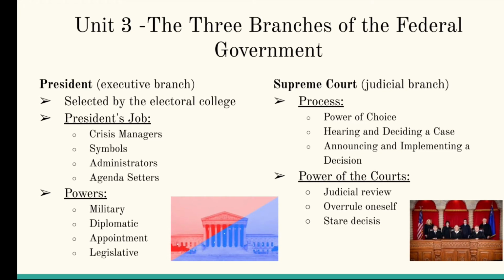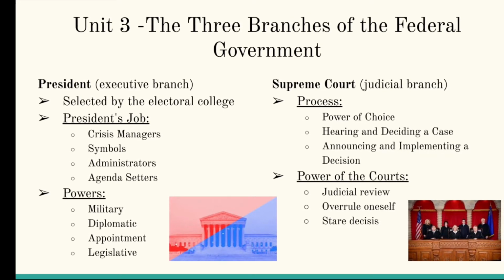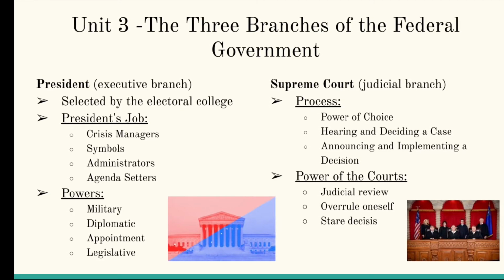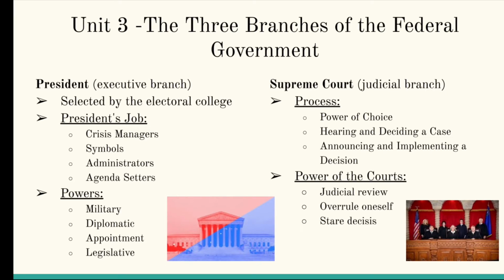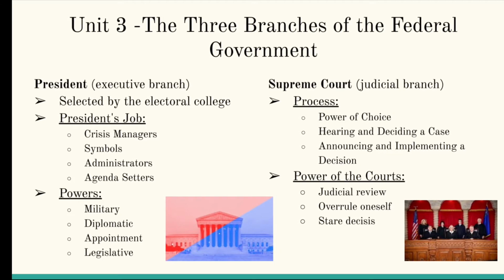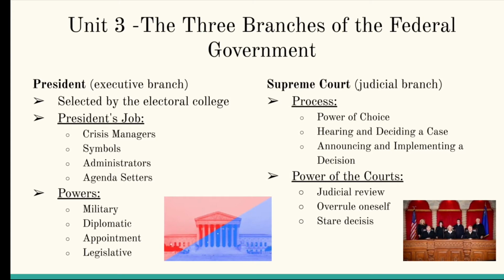The President. The President is basically from the executive branch and is selected by the Electoral College. A job of theirs is to be a crisis manager, and one of their powers is their military power, where they act as a commander-in-chief. So the president and its jobs and powers are important to know because he or she is the head of government and therefore has a significant impact on the U.S.